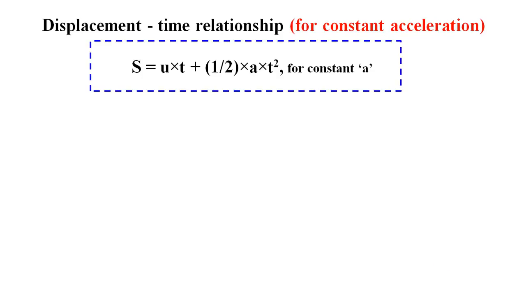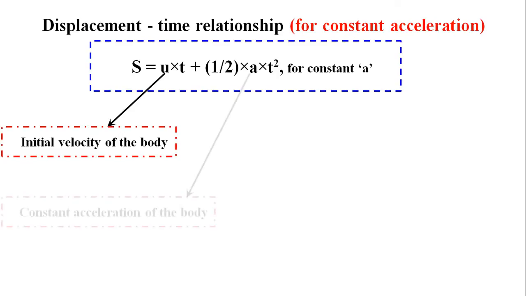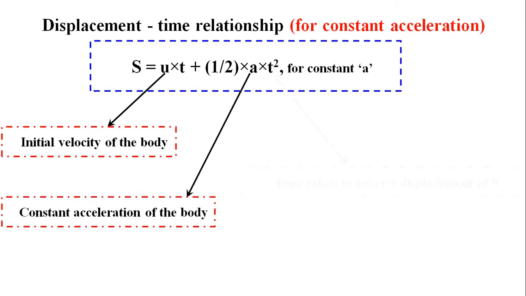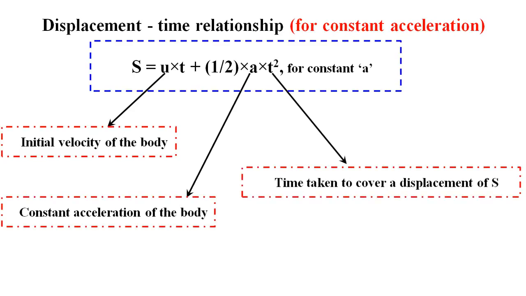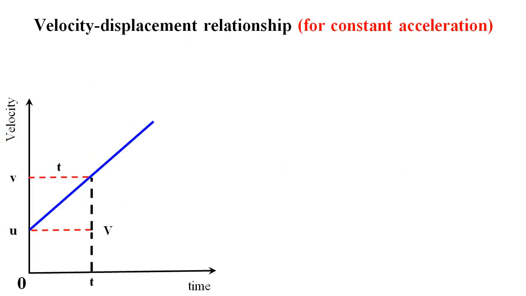So hence the displacement time relationship is given by displacement is equal to initial velocity multiplied by time taken plus half multiplied by acceleration times time squared. u is the initial velocity of the body, a is the constant acceleration of the body, and t is the time taken to cover a displacement of s units. Last and final relation, velocity displacement relation for constant acceleration.